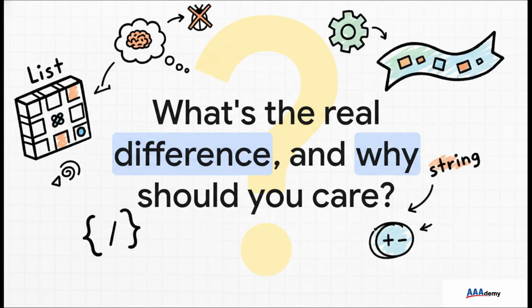So this is the big question, isn't it? Lists, tuples, dictionaries, strings. On the surface, they all seem to just hold data. But the thing is, they behave in fundamentally different ways. And getting this difference right, that's what separates a beginner from someone who writes really efficient, bug-free code. We're going to clear all that confusion up right now.